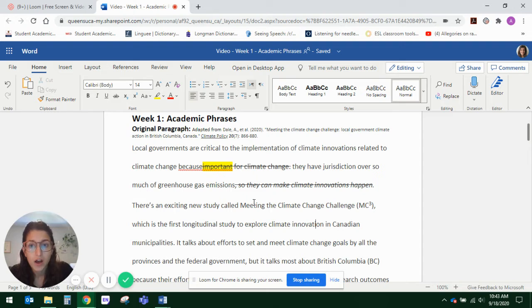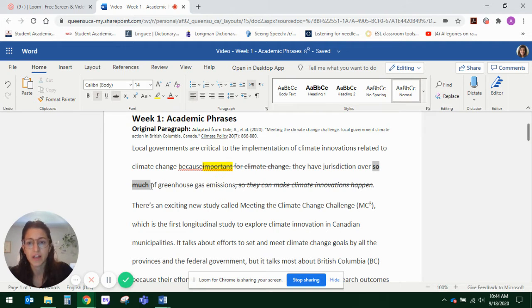Now, I'm not quite happy with this sentence yet. The reason being, I have this phrase, so much, here describing the amount of greenhouse gas emissions that local governments have jurisdiction over. That boosting term is pretty vague and it's not actually very helpful. When I read that, I don't get a good sense of the extent to which local governments truly have jurisdiction, and that kind of exaggerated claim actually weakens this first sentence because it seems to be overemphasizing without actually providing any real detail.